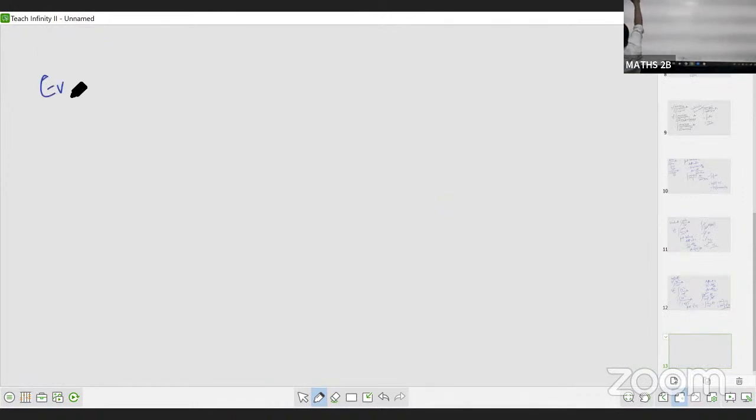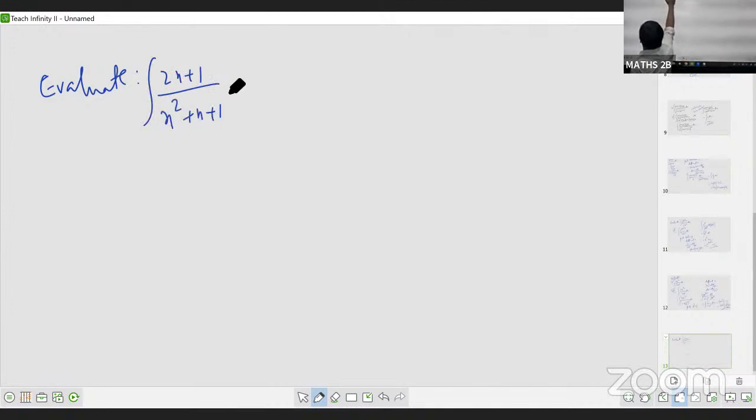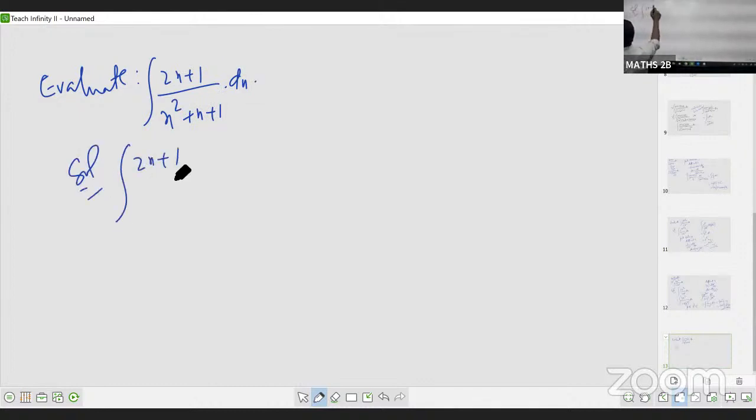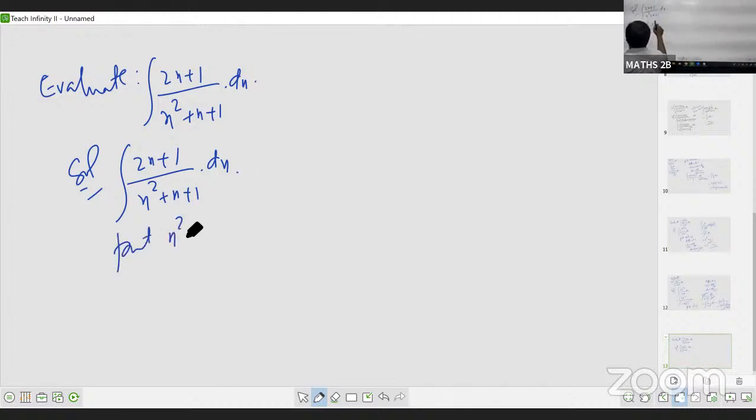Next, evaluate the integration of 2x plus 1 by x square plus x plus 1 dx. Now put x square plus x plus 1 equal to t.